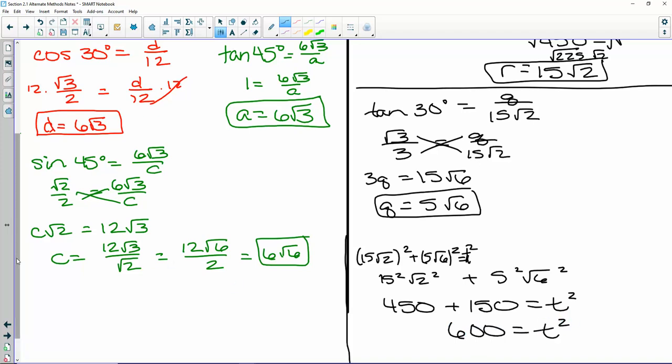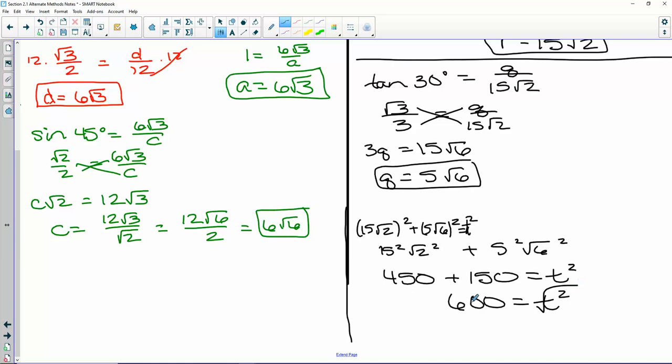So T squared equals 600. Get rid of the square root. You could break that into 100 times 6. And square root of 100 is 10. So we get 10 radical 6.